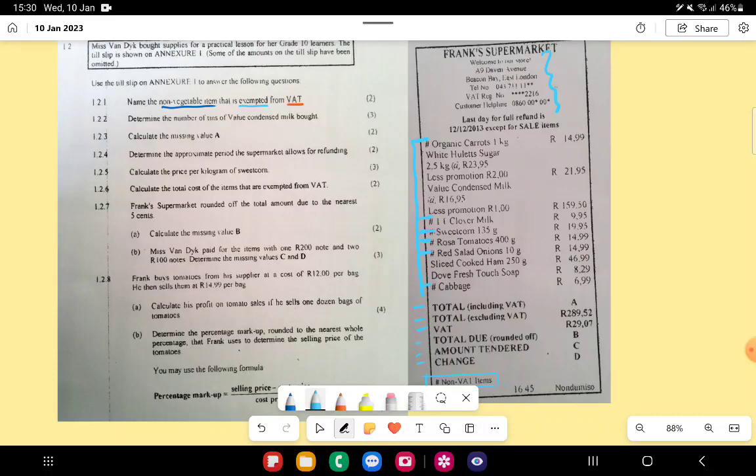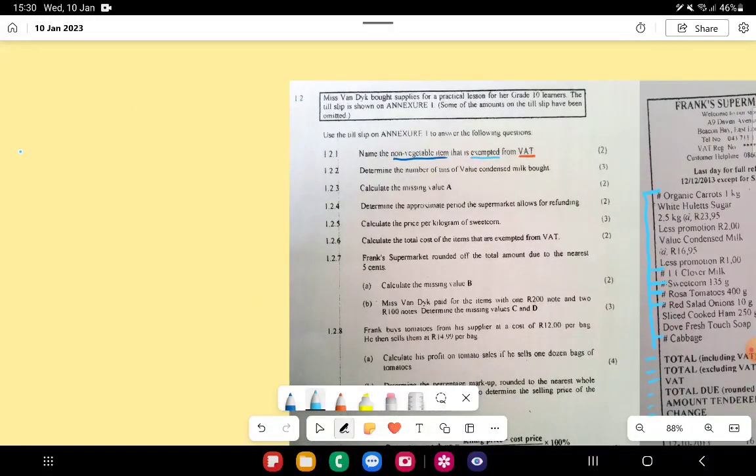Which of those 6 are non-vegetable? Carrots is a vegetable. Milk, not a vegetable. Sweet corn, tomatoes, onion, cabbage are vegetables. So my answer to question 1.2.1 is going to be, if I say VAT exempt, milk. That one is a non-vegetable VAT exempt item.